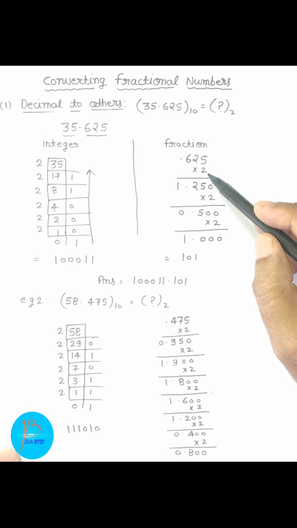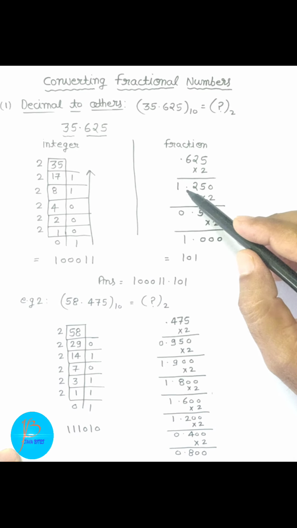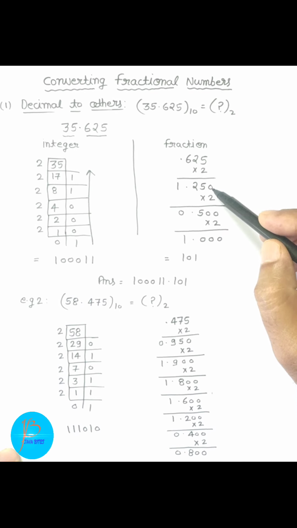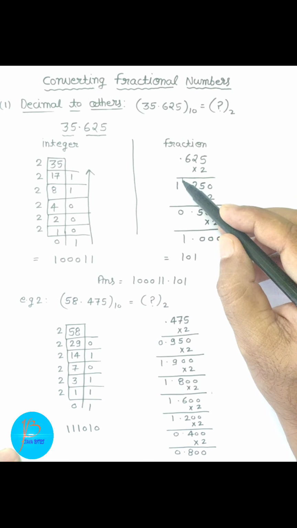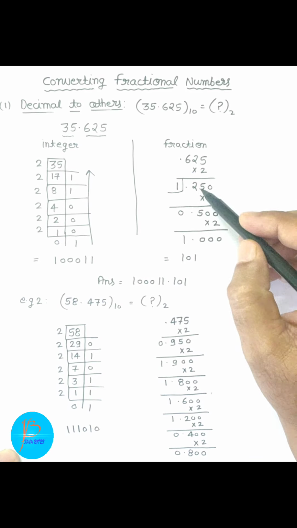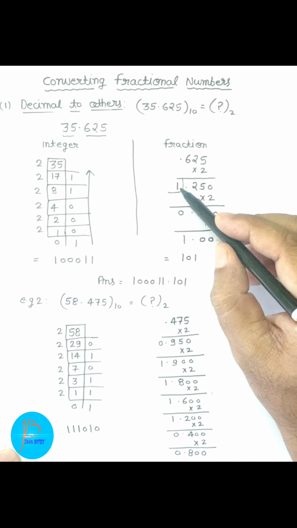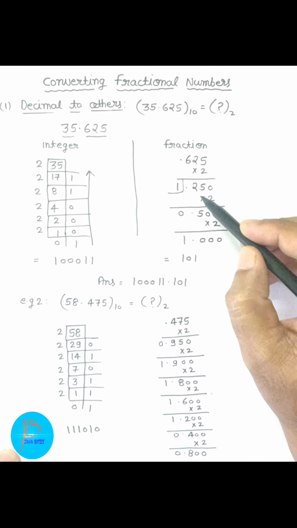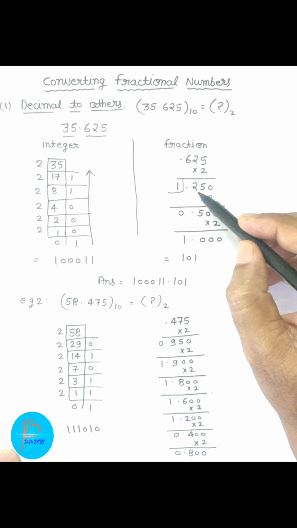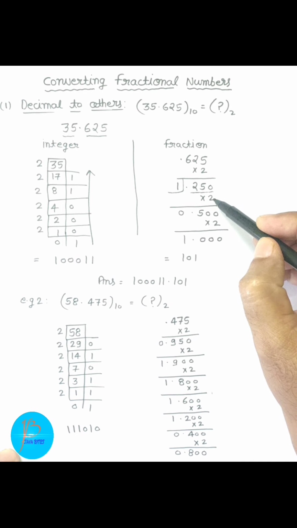Look at the first step. I am multiplying it by 2, so the first answer will appear as 1.250. Now you separate its integer part. In the answer 1.250, 1 is the integer part, so separate this. What remains after this is 0.250. Again, the fractional part 0.250 will be multiplied by 2.